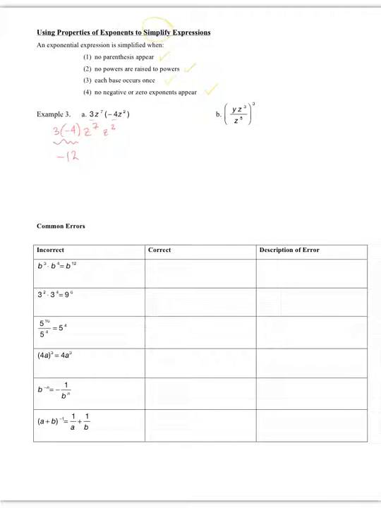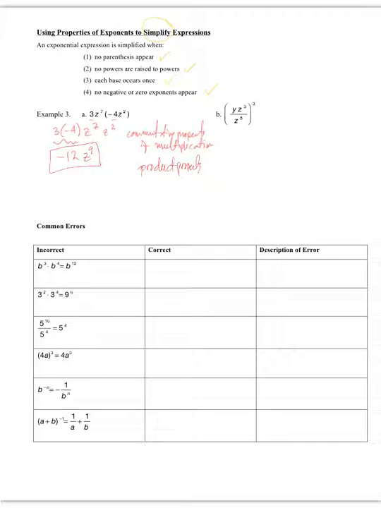And then I have a product of like bases. So the first thing we did is rearrange the order using the commutative property of multiplication. And now I'm going to use the product property. So the product property is going to allow me to keep the base z and add the exponents. Now, is that completely simplified? Yes, it is. Now let's look at the next example.